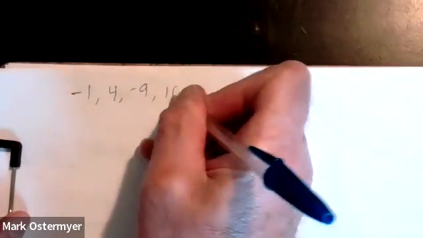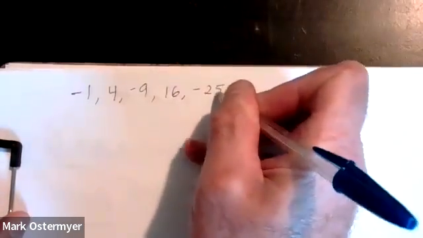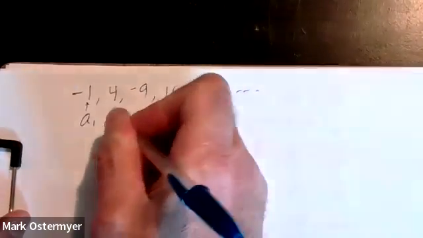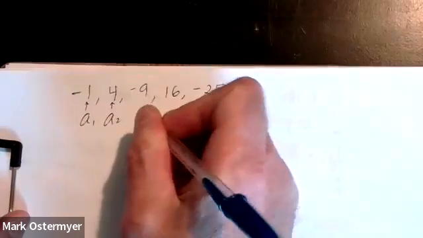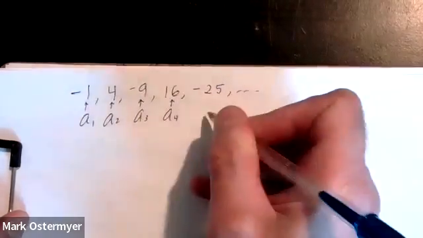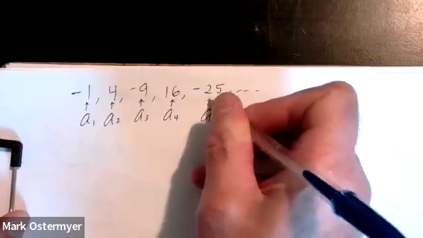All right, let's look at this next sequence here. So the first term of my sequence is -1, the second term is 4, the third term is -9, fourth term is 16, fifth term of the sequence is -25.